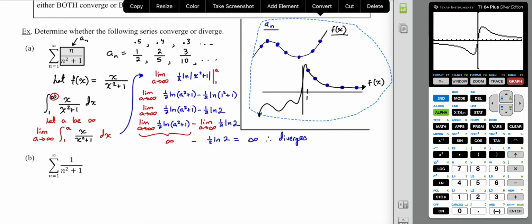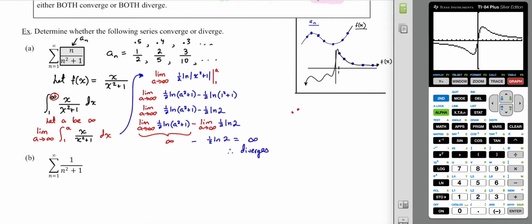And so our conclusion here, we want to be a little bit more specific with our conclusion, because what I just proved is that the integral diverges. I never drew a conclusion about the series. All right, so I want to make a statement there. So therefore, the sum from n equals 1 to infinity of n over n squared plus 1 diverges by the integral test.